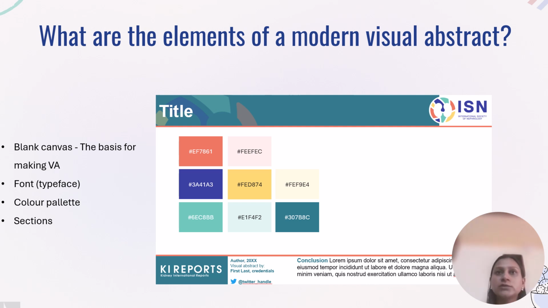The font is also specified in the template. You can see that the style of the font is already put in there, so you will be using only that font as per the requirements of the journal. And the color palette is already prefixed by the journal, so you have to restrict yourself to just those color palettes. You can see that there are various sections. There is a title section and a main body section, and you have the journal name here, the citation of the article, and also the credentials of the visual abstract creator, and finally here you have the conclusion.